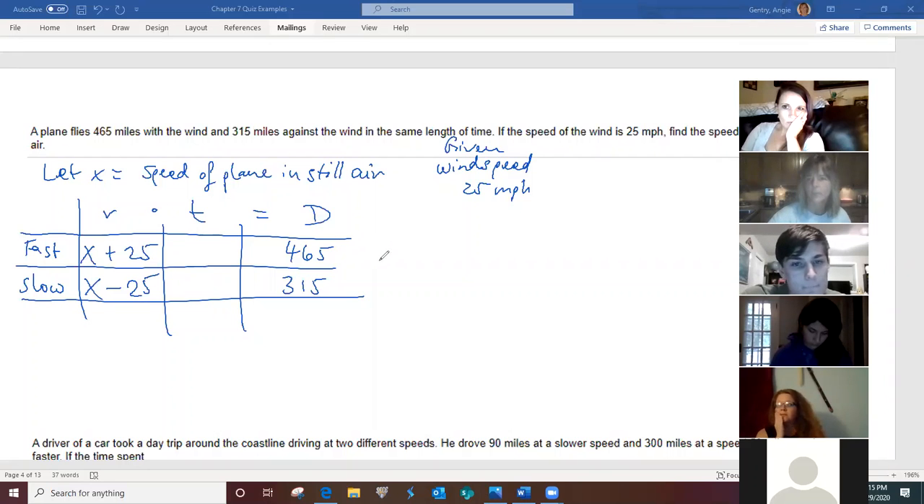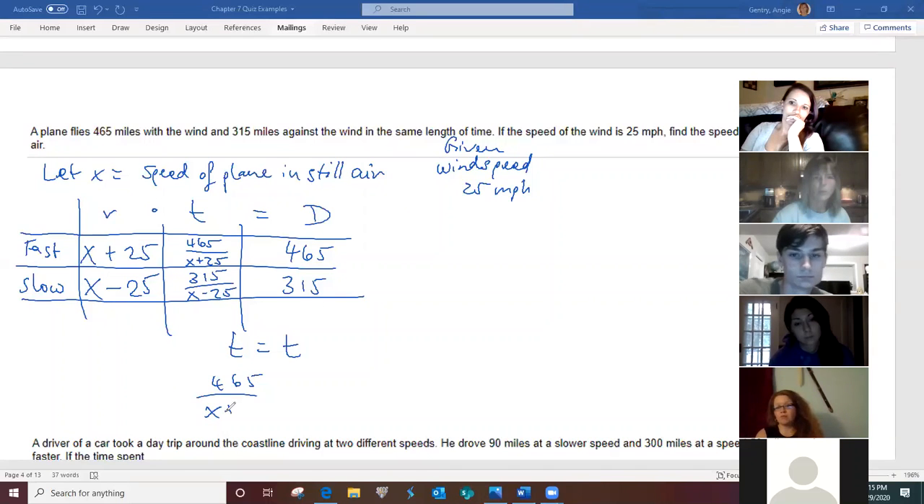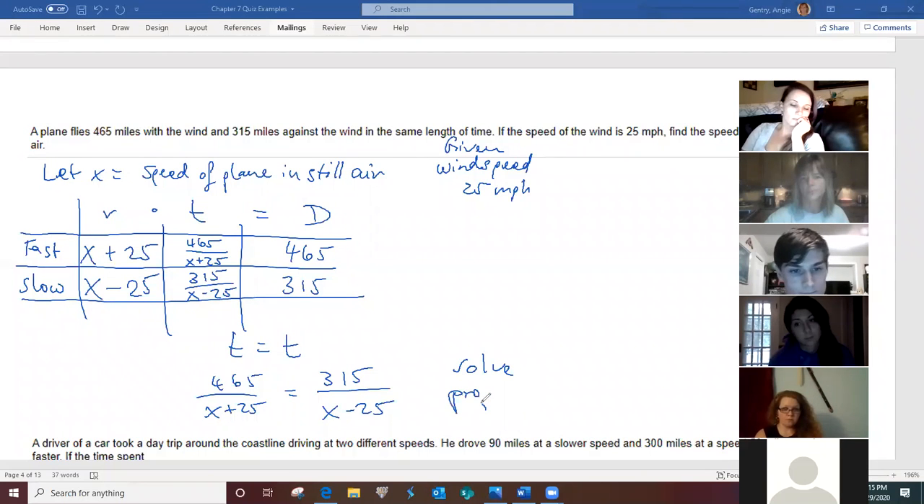How are we doing with that? And the time is distance divided by rate. If you do these that way, you're not going to struggle. Some of them might be identical because I grabbed them off your homework. Then you have a proportion, time equals time. So 465 over X plus 25 is the same as 315 over X minus 25, and you solve via proportion. I showed that twice already, so I'm not going to do it now. It should be something reasonable.